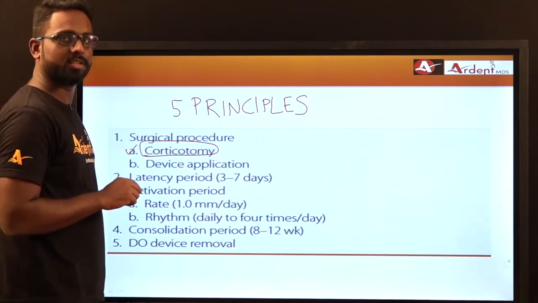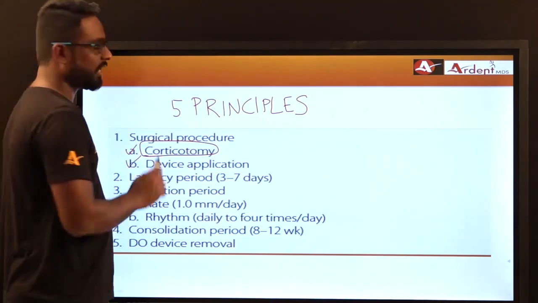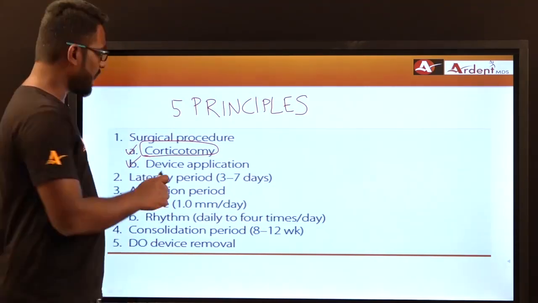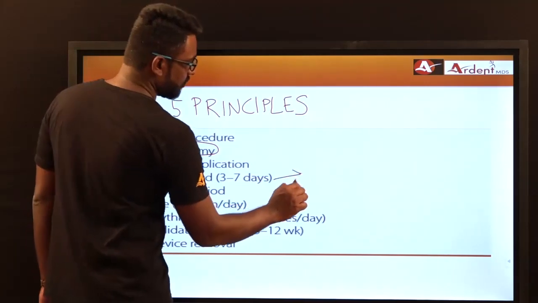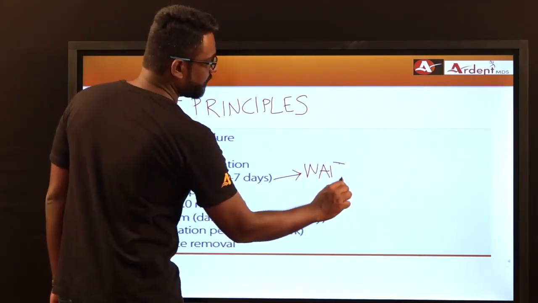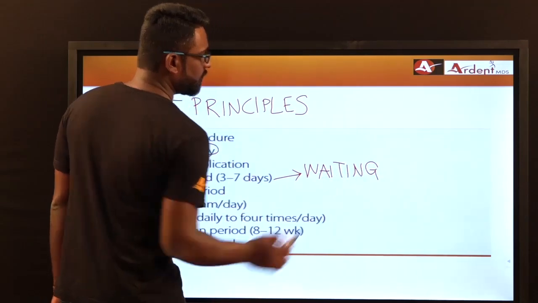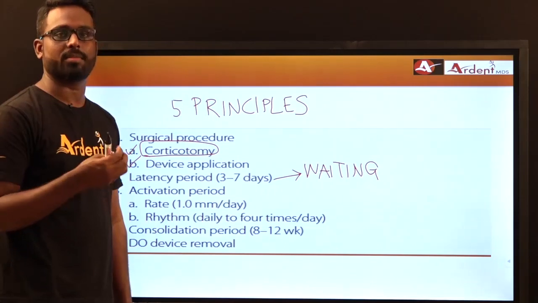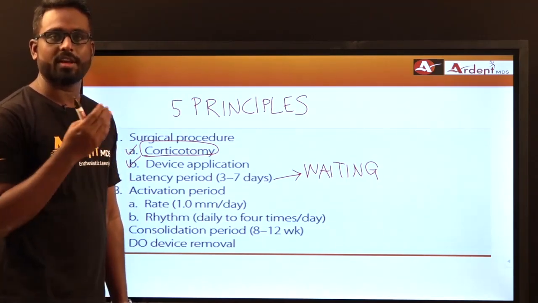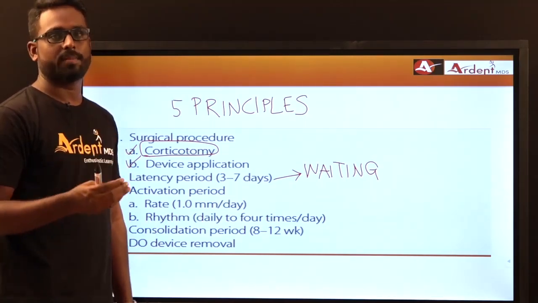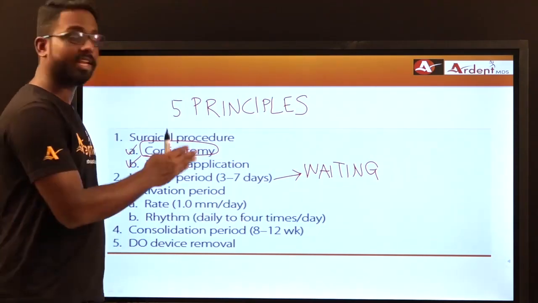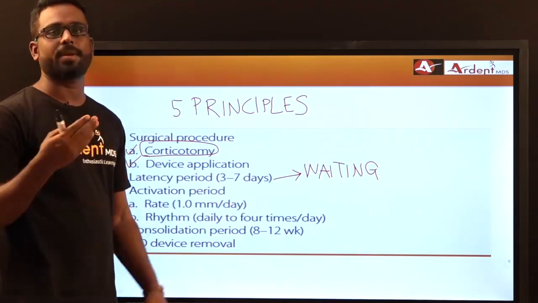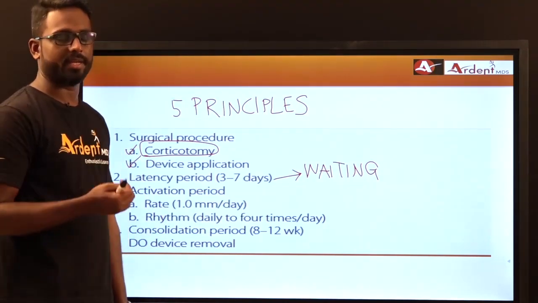So what happens after that in the surgical field? We are placing the device and checking whether it is working properly. That is device application. And then we have a period called the latency period. What is the latency period? It is nothing but a waiting period. The surgery for the patient is over today, so we have to wait for some days. We start distraction only after 5 or 7 days, depending on the age. That waiting period is known as the latency period. It may vary between 3 to 7 days depending on the age. We will discuss that criteria in the coming slides.